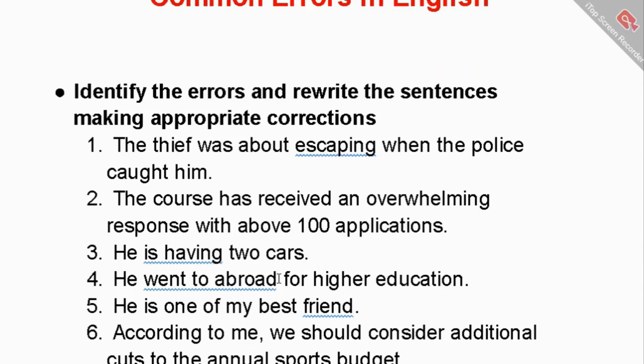So here you have the first exercise. Identify the errors and rewrite the sentences making appropriate corrections. So in your exam, you'll get some sentences. They'll give you those sentences with an error. You have to find the error and rewrite the sentence. Just don't write the correct answer. You have to rewrite the sentence. So here you can see in the heading, rewrite. Rewrite means you need to write the full sentence along with the correction. So now let's see the first one.